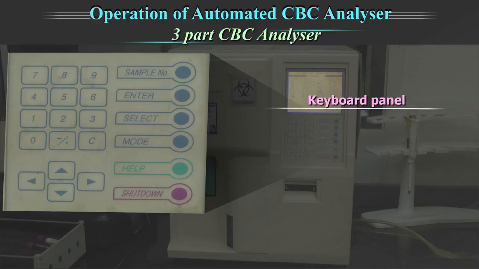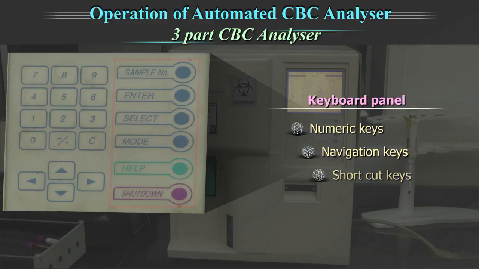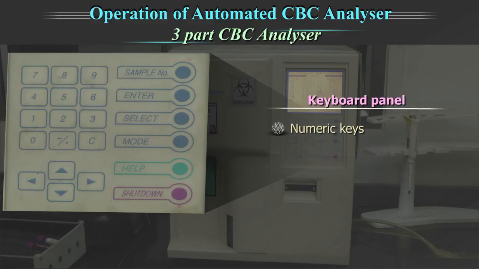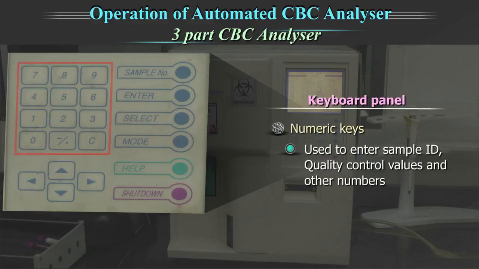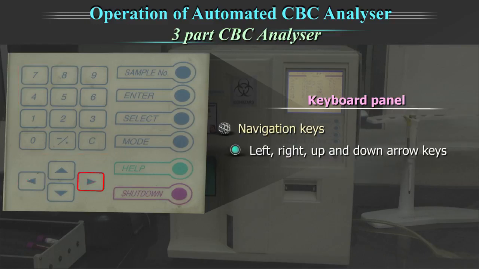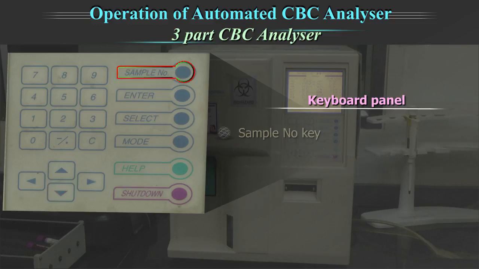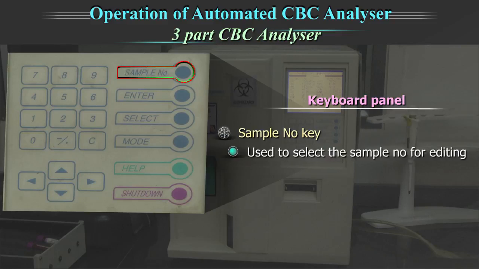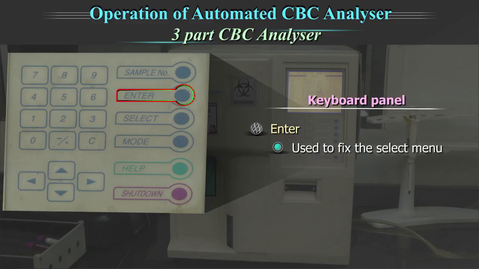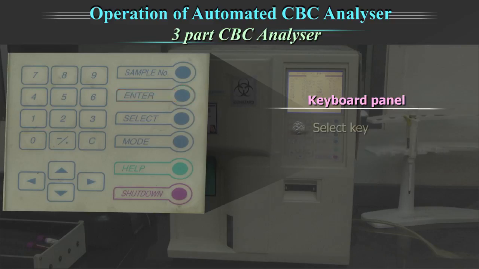The keyboard panel shows numeric keys, navigation keys, and shortcut keys. Numeric keys are used to enter sample ID and quality control values. The navigation keys are used to navigate the equipment menu. The sample number key is used to select the sample number for editing. Enter is used to fix the selected menu. Select key helps you to open menu tree for further options.